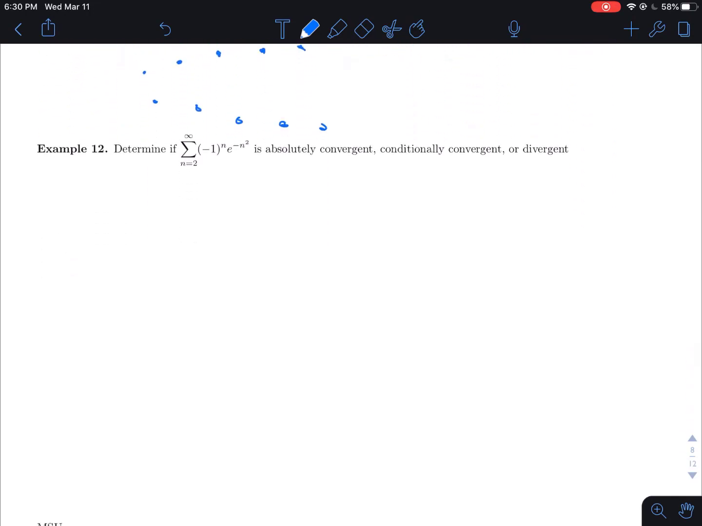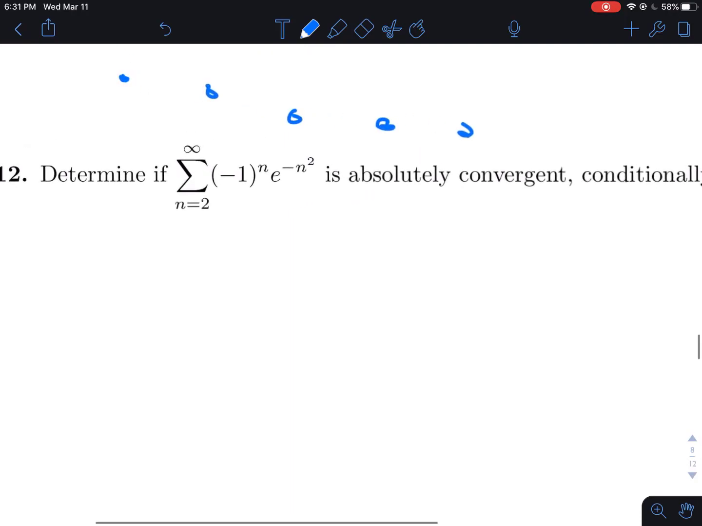All right, I have one more here. Again, this is kind of a difficult one. So a bit of a challenging problem here, I suppose. But again, same sort of game. Does it absolutely converge? Does it conditionally converge? Does it diverge? What's going on here? And the series here is fairly complicated. So I have this e to the negative n squared.